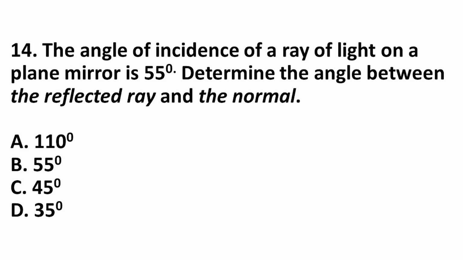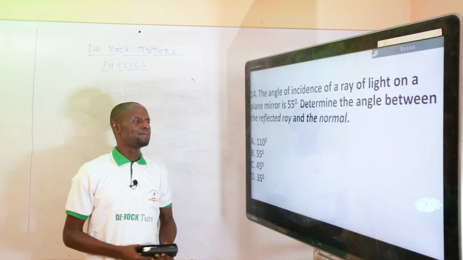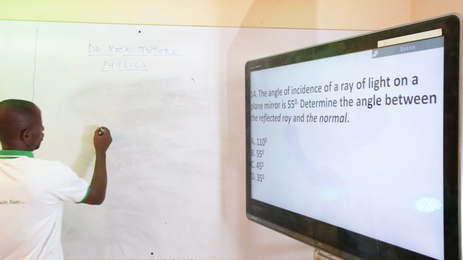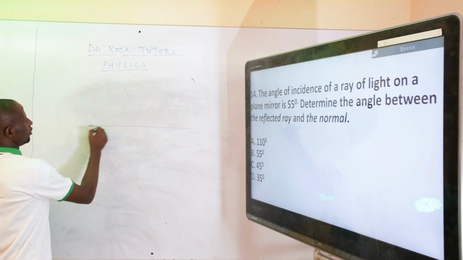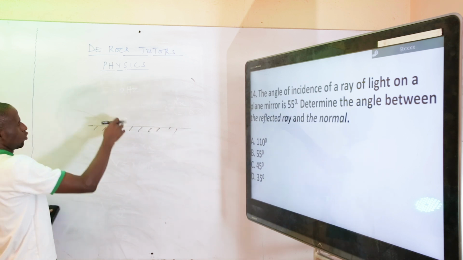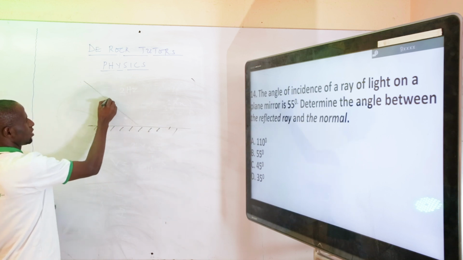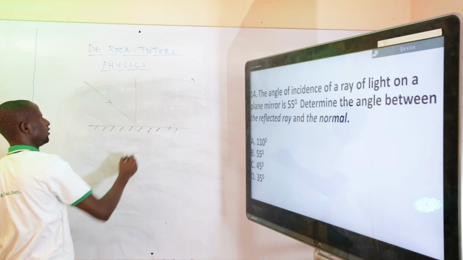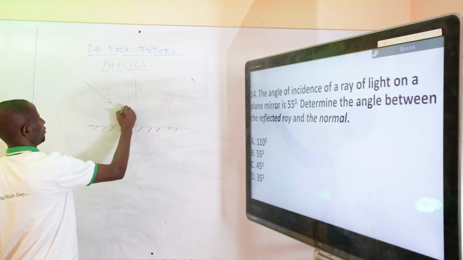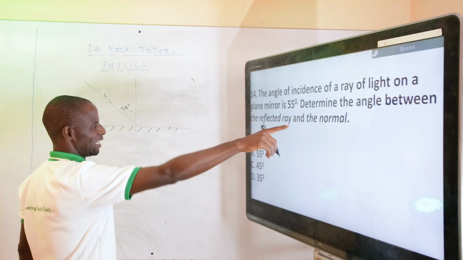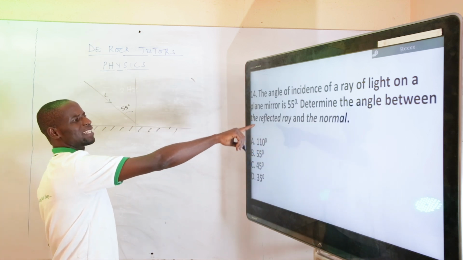The angle of incidence of a ray of light on a plane mirror is 55 degrees. Determine the angle between the reflected ray and the normal. So we can represent the mirror surface like this. So this is the coated surface, this is the reflecting surface. So if the ray is coming like this and is incident at angle 55 degree, they ask us to determine the angle between the reflected ray and the normal.